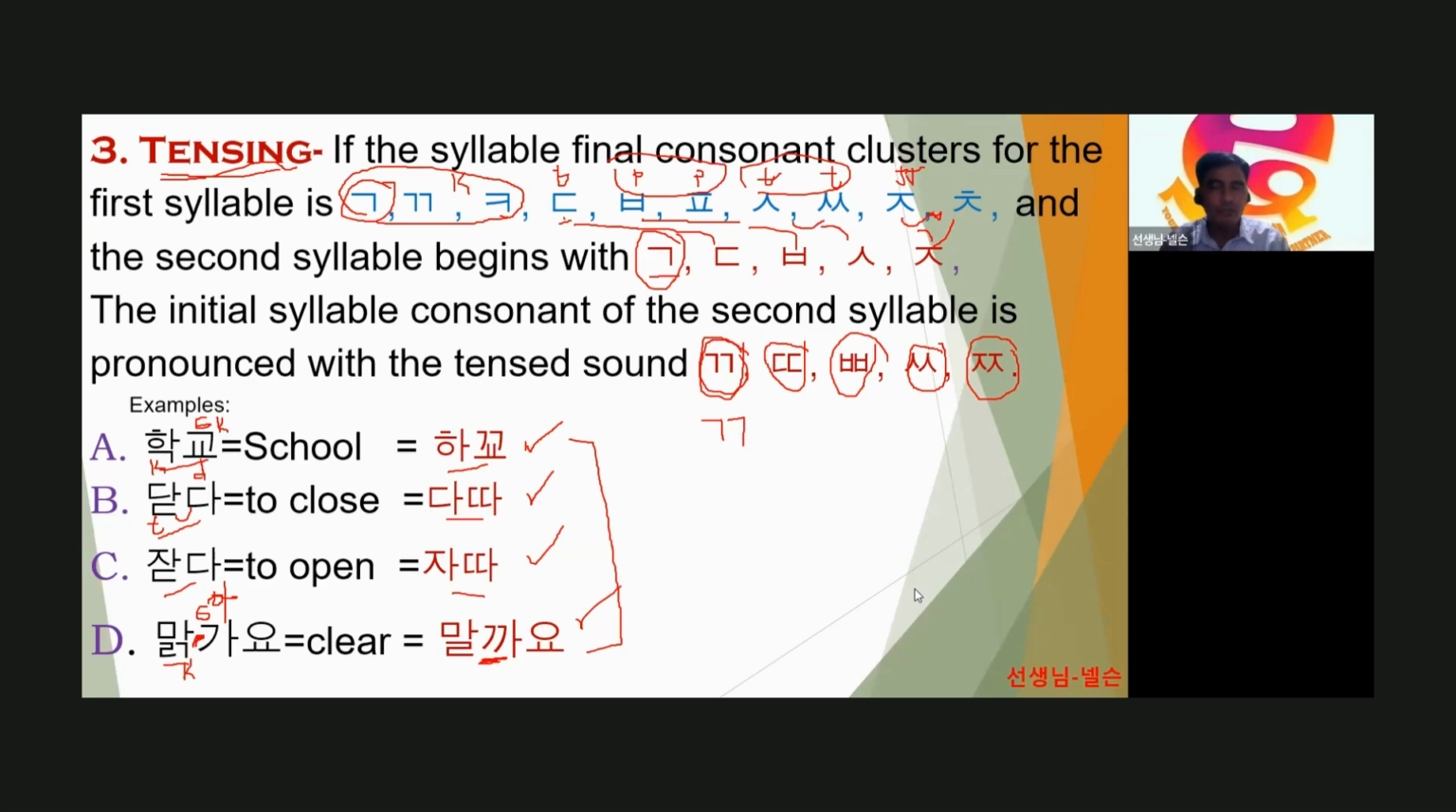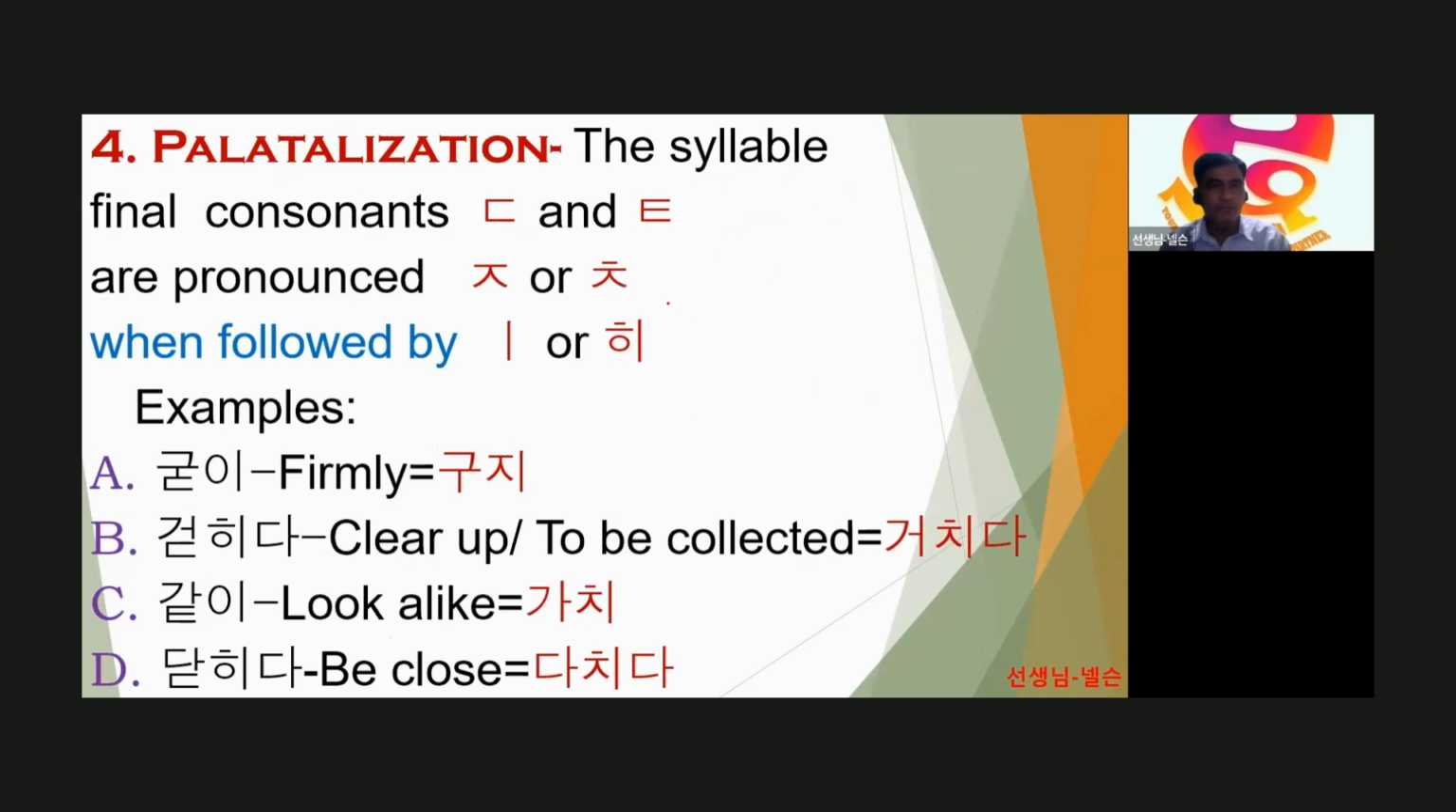Once you have memorized the 40 characters, and you know the use of final consonant clusters, and you have mastered the 6 types of Korean pronunciation, then more than 50% you already know Hangul or Korean. Korean grammar is very broad. So number 4 is palatalization.